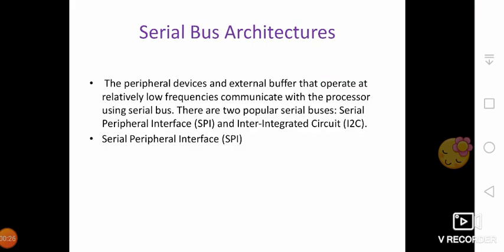So the peripheral devices and the external buffer that operate at relatively low frequencies communicate with the processor using a serial bus. There are two popular serial buses. First one is Serial Peripheral Interface, SPI, and the second is Inter-Integrated Circuit. First we are going to see about Serial Peripheral Interface, SPI.